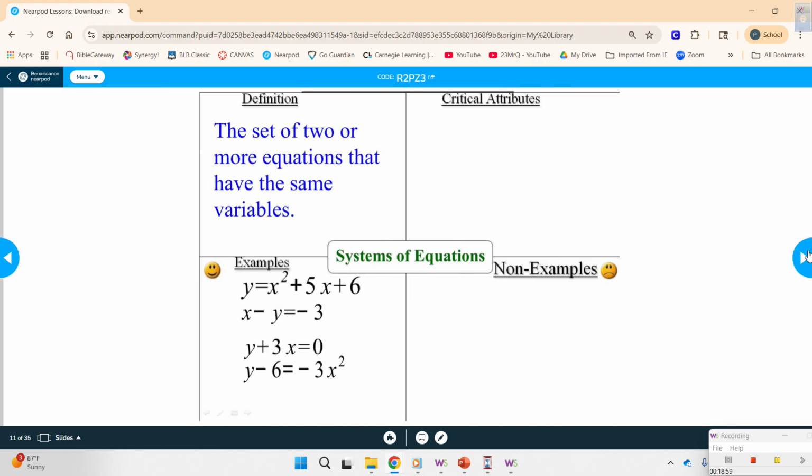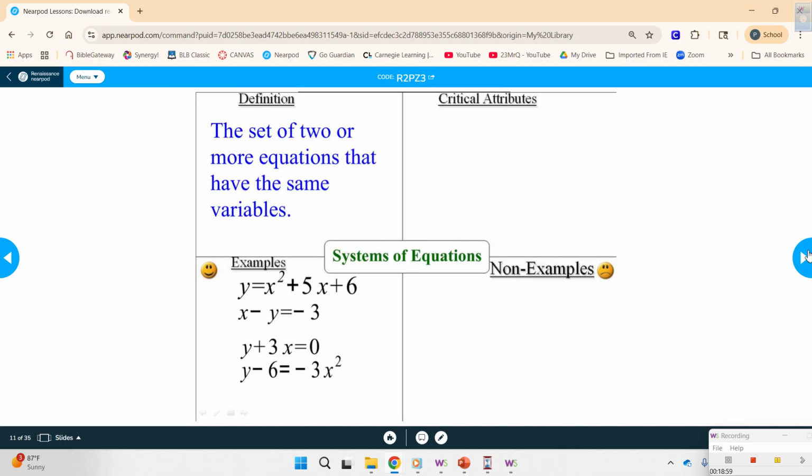Examples, write these down. Y equals x squared plus 5x plus 6. X minus y equals negative 3. Y plus 3x equals 0. Y minus 6 equals negative 3x squared.